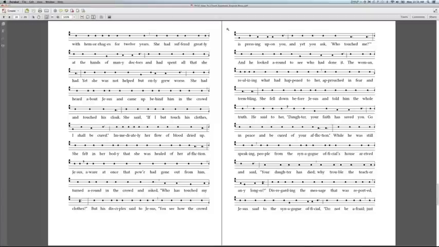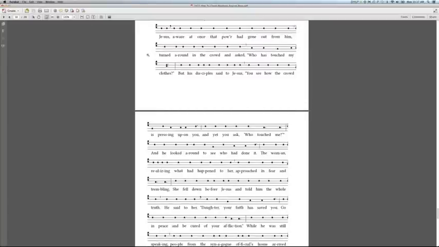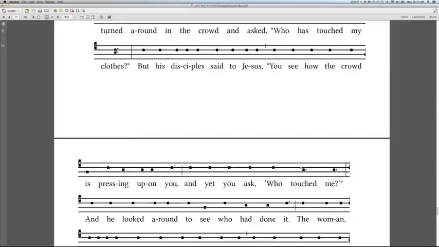Let me see if I can make it easier for you to see here. Now here's an example where "who touched me" is technically a question, but the way that the sentence is, I felt it was better not to make that a question phrase. But I suppose, again, you can look at the tone and decide yourself what you want to do.